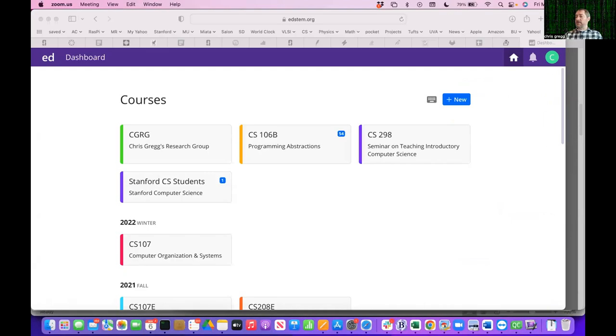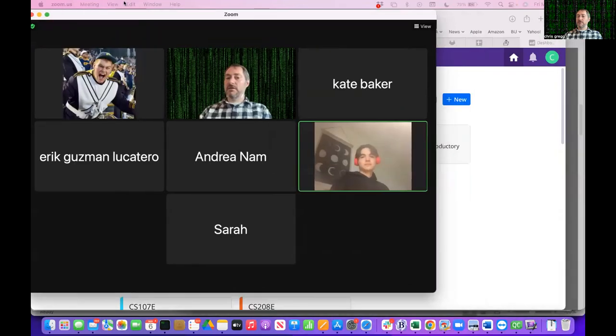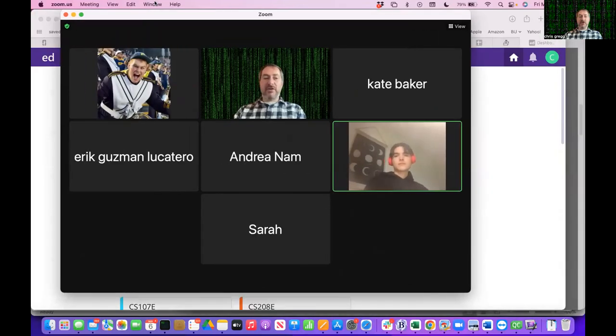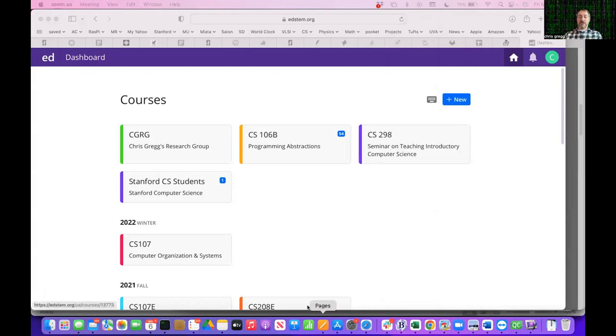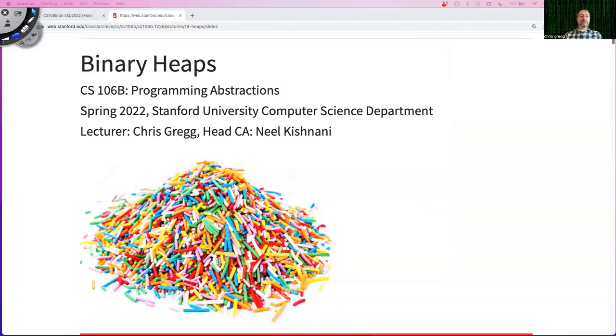So let's talk about something interesting today. Let me share my screen here. Did I share the right screen? Can you see binary heaps on the screen? Or is it me? I see the Zoom. Hang on, I did the wrong one. Hold on a sec. Let me try that again. Share screen. That's the one. There we go. Better. Okay. Thank you very much. Yeah, I once did the same thing and talked for like 5 minutes before anybody was like, we can't see your screen.